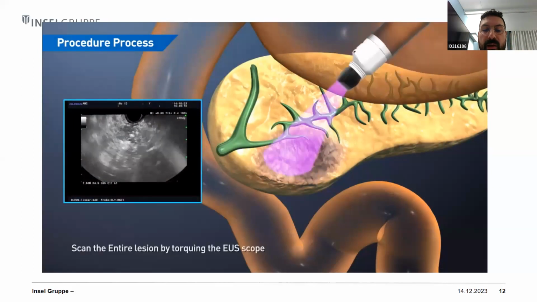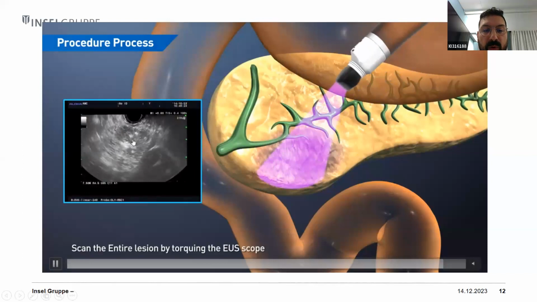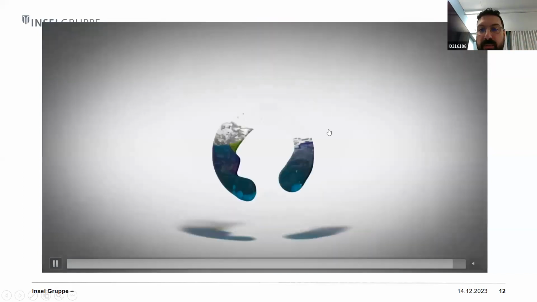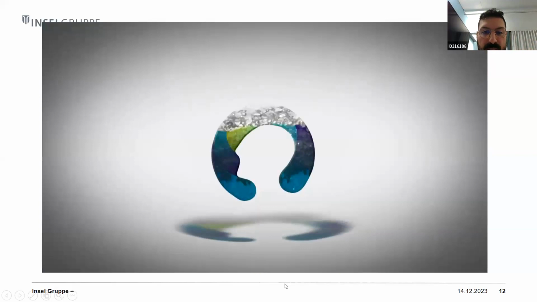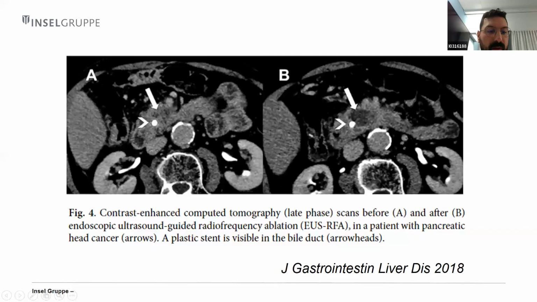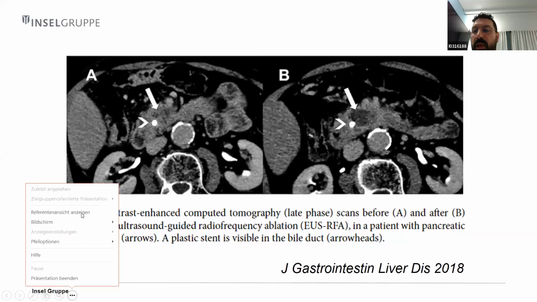There you see on the EUS imaging the bubbles that were applied. Here you see a little bit of air and the bubbles produced by the tissue apoptosis and charring. So let me get back to the presentation.